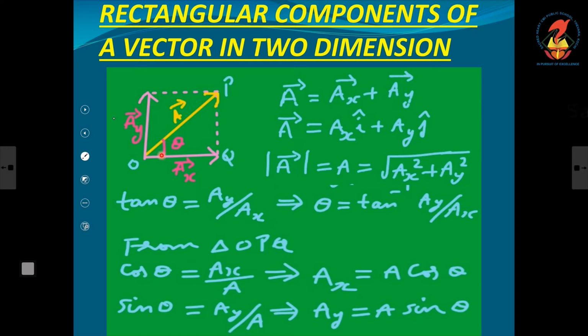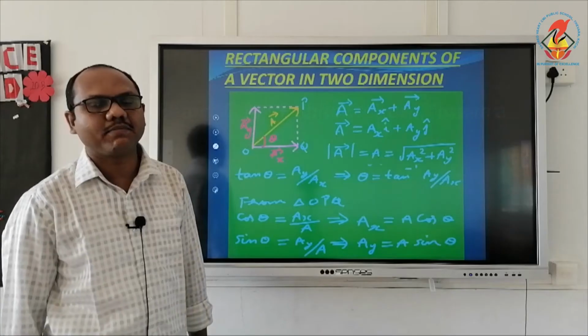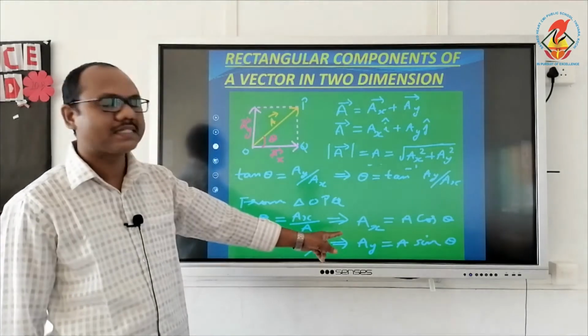So here is the angle I have marked. The side adjacent to that is the cos component, so Ax is equal to A cos theta, and the side opposite to that will be the sin component, Ay is equal to A sin theta.